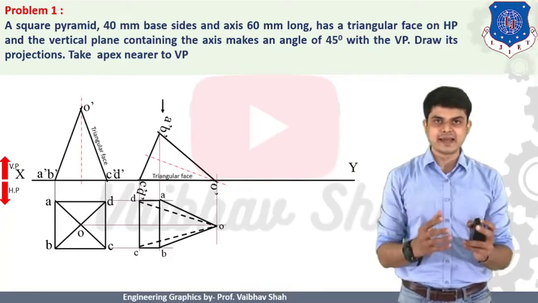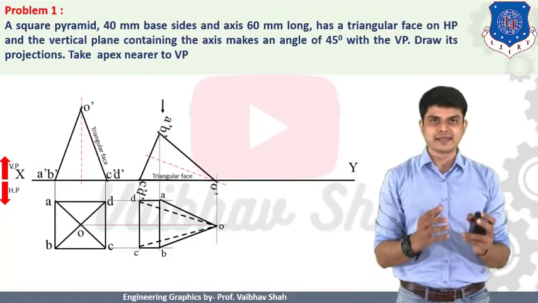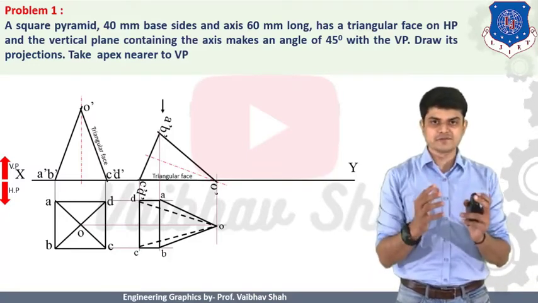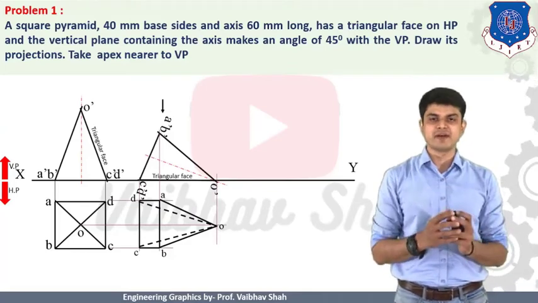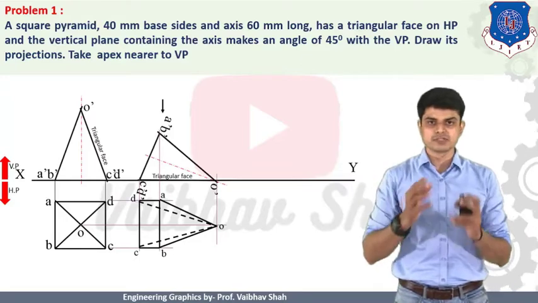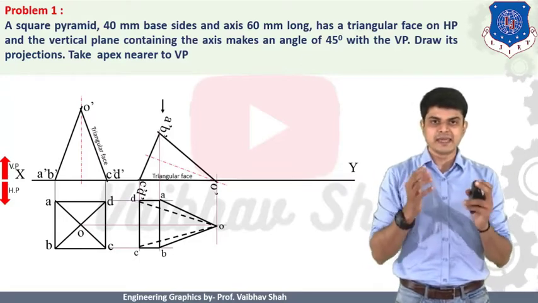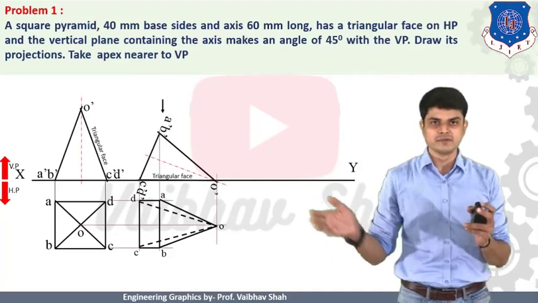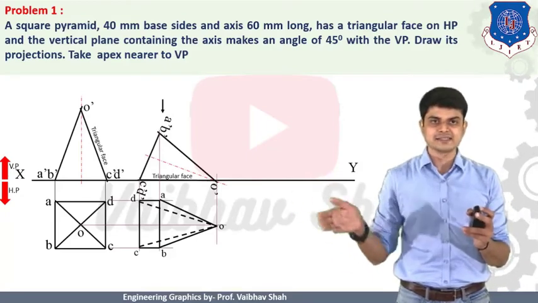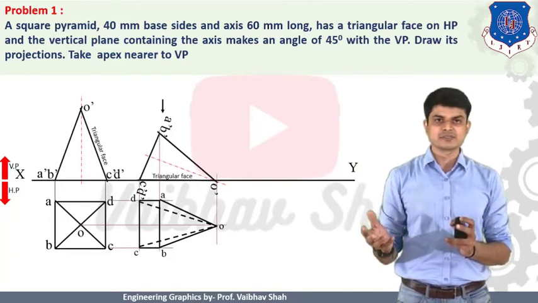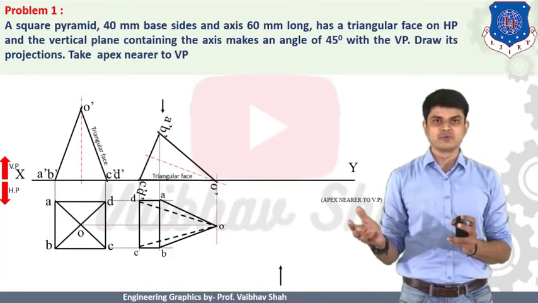Here it is said that the vertical plane containing the axis makes 45 degrees with VP. So let us first understand what I mean by 45 degrees to VP. This is the XY line, and above this portion must be your VP. So a line making 45 degrees with VP must be drawn somewhere down here. We should draw a line either in this direction or this direction, 45 degrees to your VP. So let us first draw the line at 45 degrees to VP.